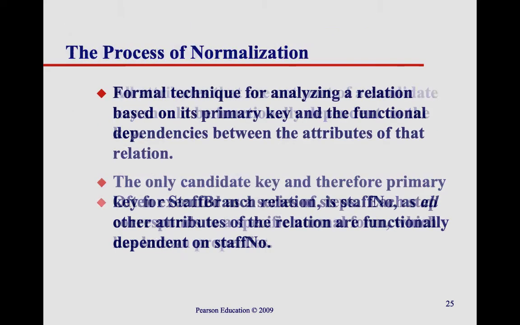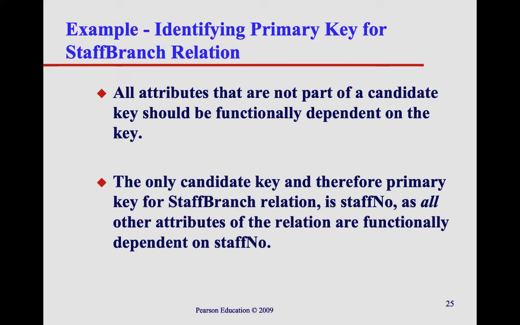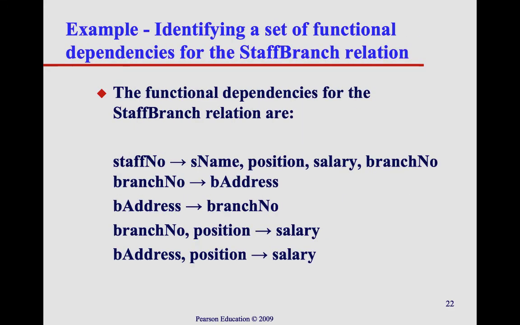Now, you may also remember candidate keys. Just going back to the branch relation, we know that the branch number determines the branch address. Eventually, we're going to have a branch relation, and the branch address could be the primary key too, because it uniquely determines the branch number. Now, that's not true for our relation.